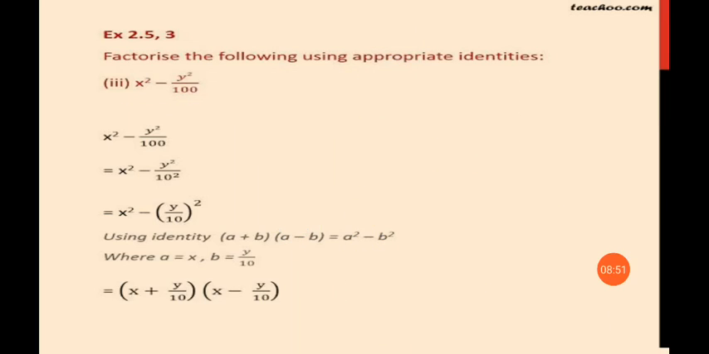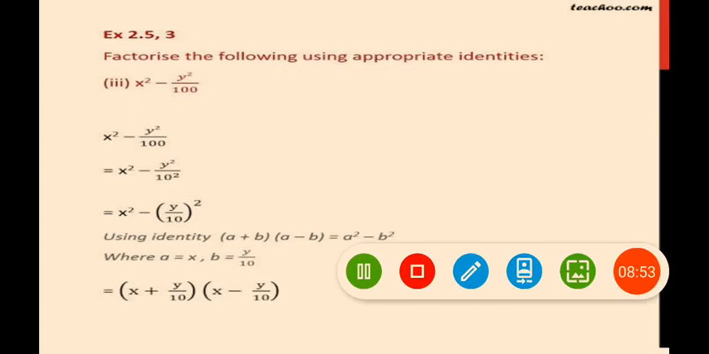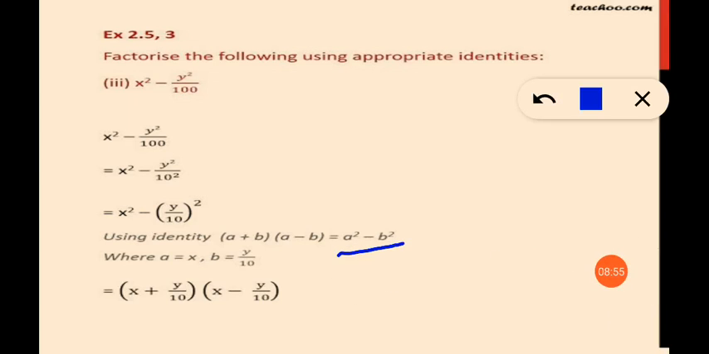Okay, students? So for a square minus b square, first we convert it. x square is as it is, but this is (y by 10) whole square. And a square minus b square is (a plus b) into (a minus b). So we get (x plus y by 10) and (x minus y by 10) as the factors of the given question. Factorization means finding the factors. Okay?